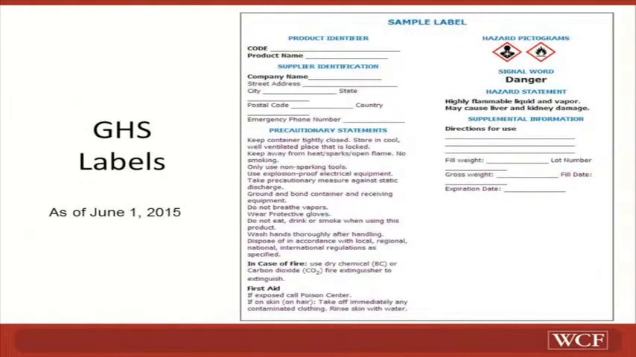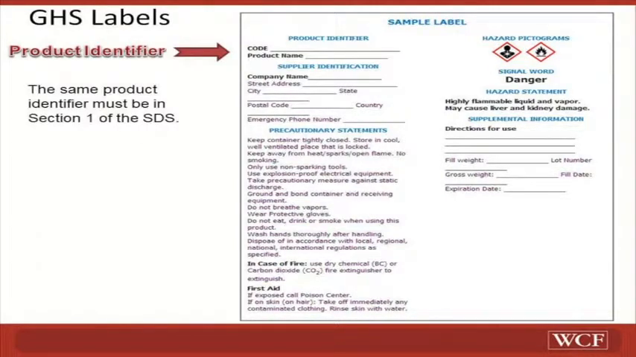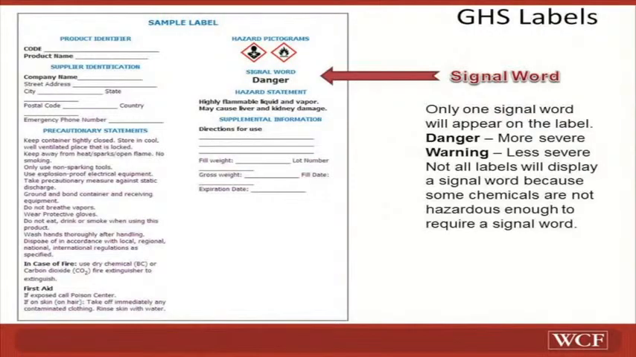So let's walk through the different parts of the label as shown here in this example. First, you're going to have the product identifier. This has got to be the same as what's written on the SDS. Then you're going to have a signal word over here on this side. This is an important aspect of the new label. There's going to be 3 categories: danger, warning, and nothing at all.